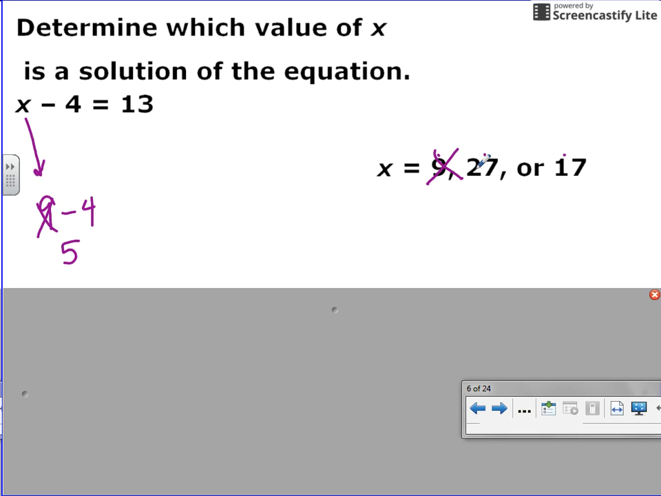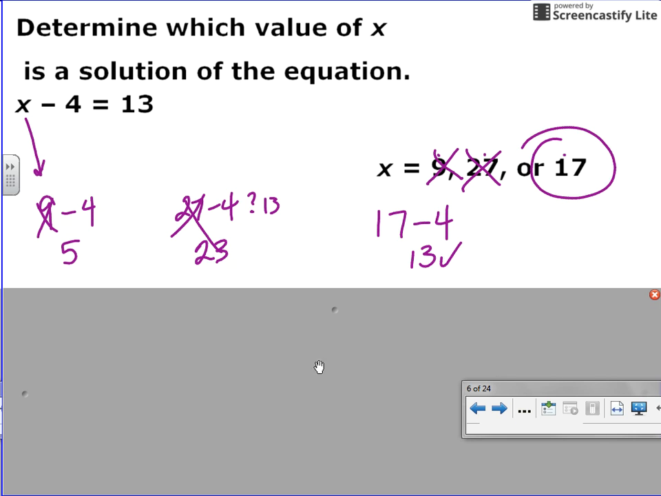But it's not. Try 27. So I try 27 minus 4. Is that equal to 13? You know, I could even put a little question mark and say, is that 13? No, that's 23. That's too big. So 27 does not work. Then finally, test 17. 17 minus 4, aha, that's the one that works.